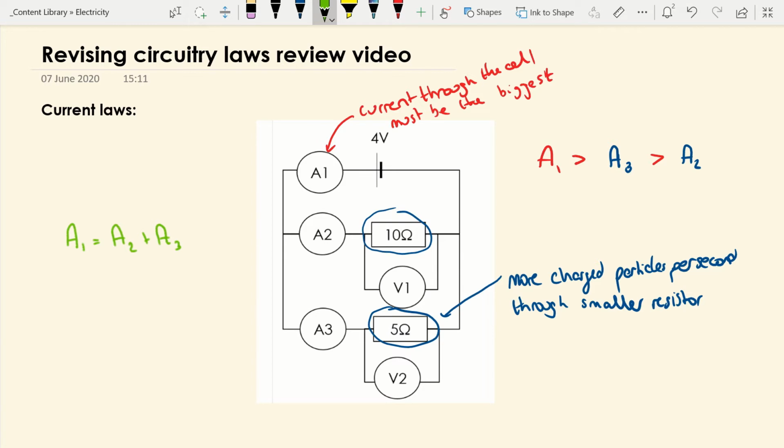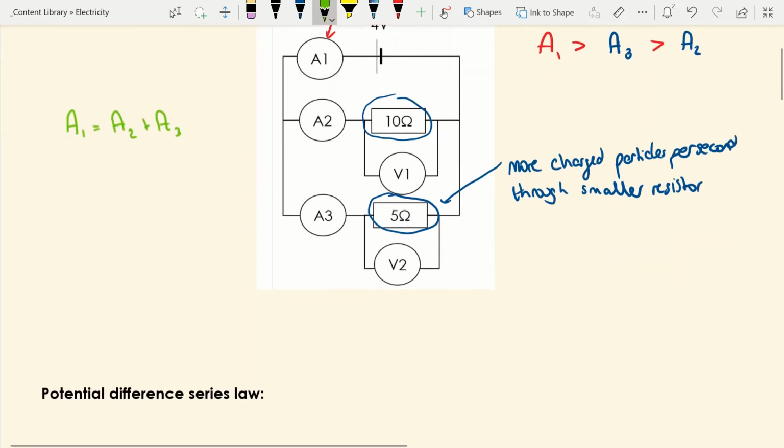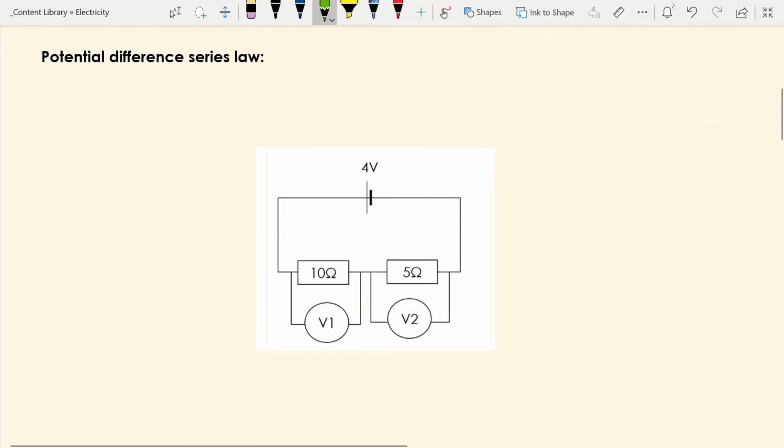Okay, so those are our two current laws. In series, current's the same throughout the circuit. In parallel, the two currents will add together to give you the current going through your power supply there. Okay, so that's our current laws. Let's have a look at potential difference initially in series. So here, what we're looking to do is identify which one will be bigger, V1 or V2.